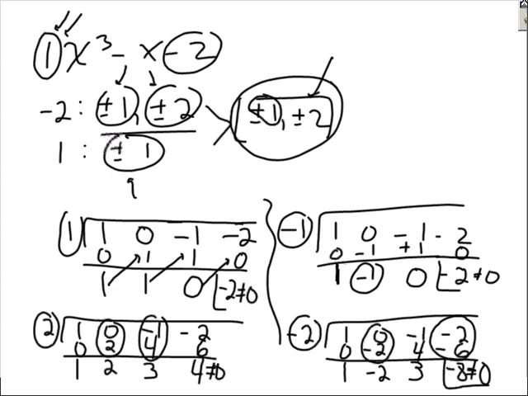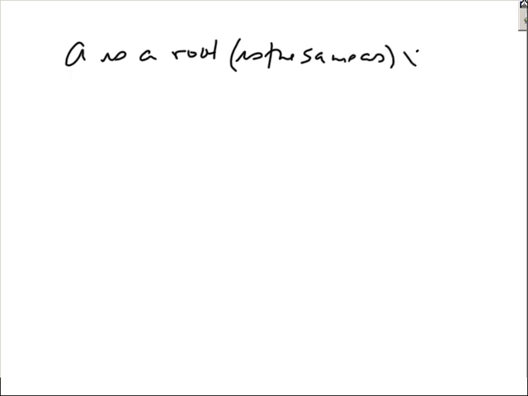One of the things you have to remember is that theorem. If a is a zero, then x minus a must be a factor. A is a root is the same as x minus a is a factor.